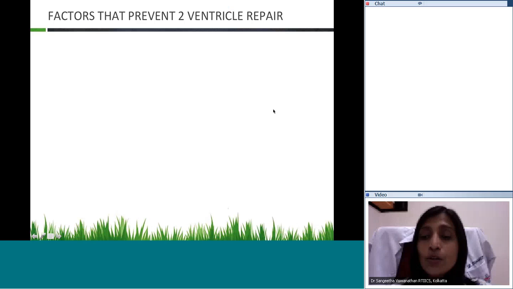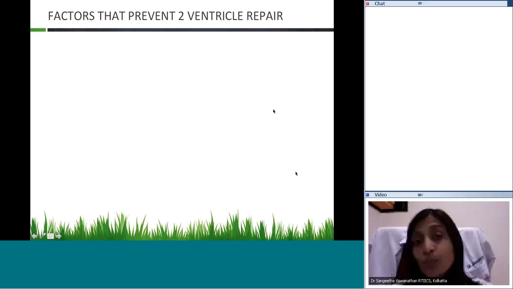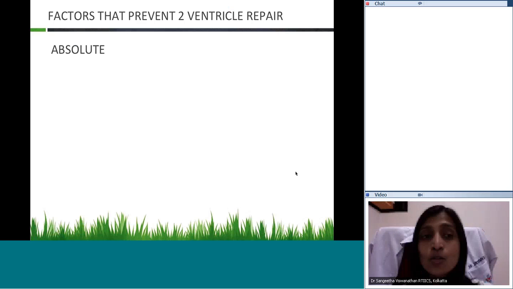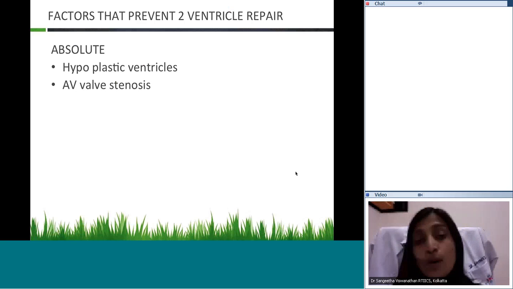So if you look at what are the factors that prevent two ventricle repair? Now, of course, you need two good-sized ventricles. That is mandatory. You need good AV valves. So these are two mandatory factors or absolute factors. So if you have AV valve stenosis or you have hypoplastic ventricles, it's an absolute no-no. You can't go for a biventricular repair.